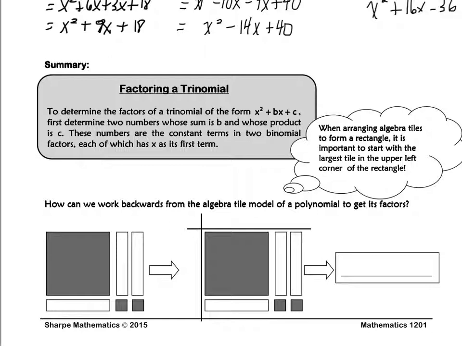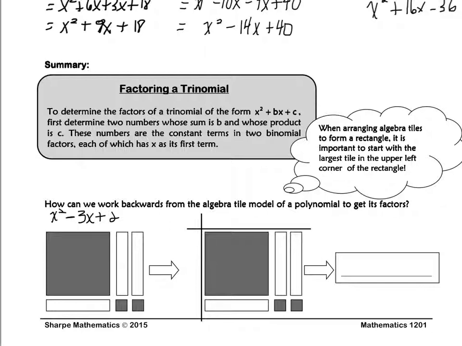When you're looking at tiles, you can also factor using tiles if you can arrange them in the form of a rectangle. In this case, we would be trying to factor what these tiles represent: a positive x squared, and there's 1, 2, 3 minus 3x tiles, plus a 2.